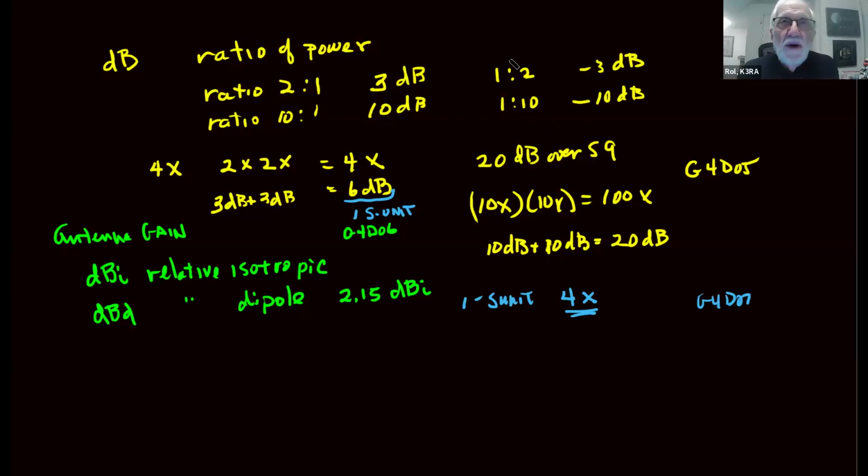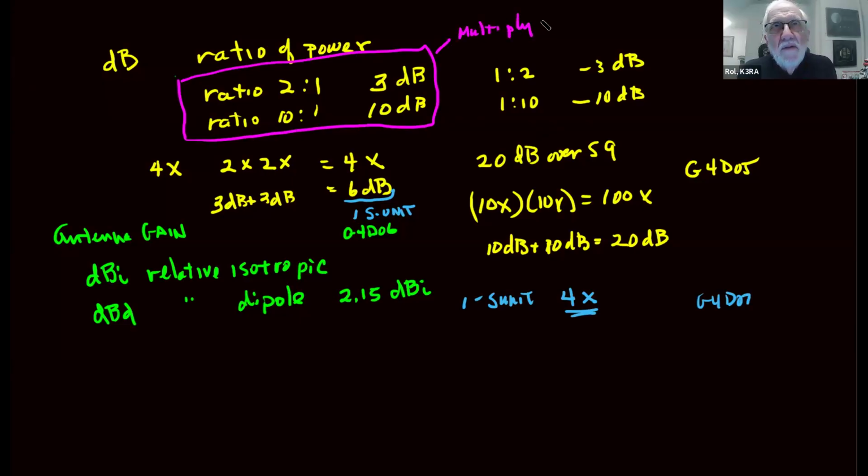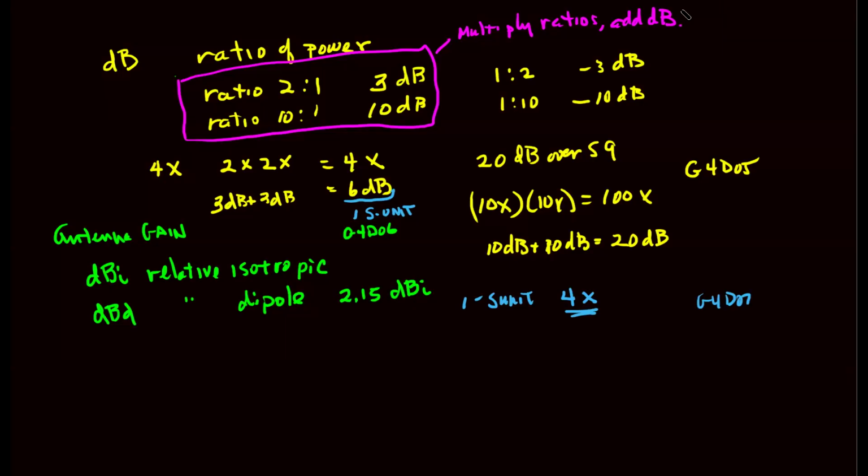All right, again, to pass the test, you're going to need to know just 2 things. This. And that when you multiply ratios, you add dB. Any questions on it? That's all I intended to say on dB. Any questions? Put them in the chat window now.